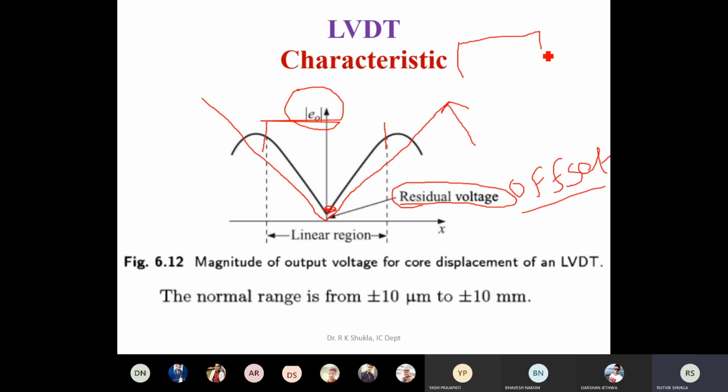So it is like this. If this is your LVDT, and suppose this is your core, then by the movement, suppose the core reaches this position, or it may reach this particular position. These are the two positions which show that the core is outside the influence of the primary and secondary. So instead of getting an increasing output, the output starts to fall.